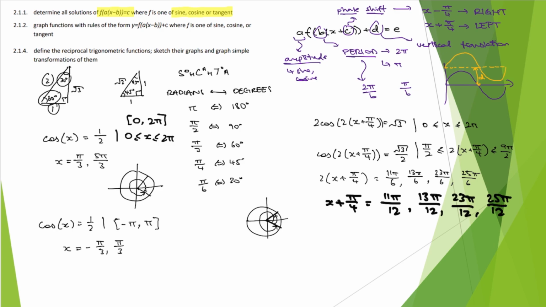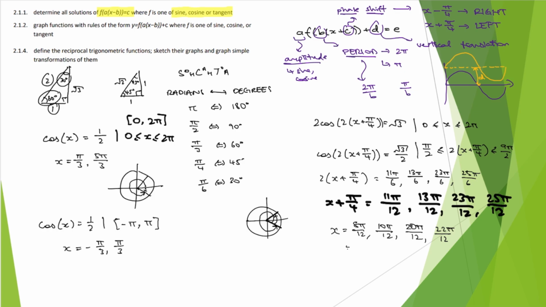Okay? And then once we've done that, we want to subtract out our pi on 4. And so we get 8 pi on 12. We get 10 pi on 12. This is by subtracting pi on 4 from each of those values. We get 20 pi on 12, and we get 22 pi on 12. Okay? And we can simplify those.